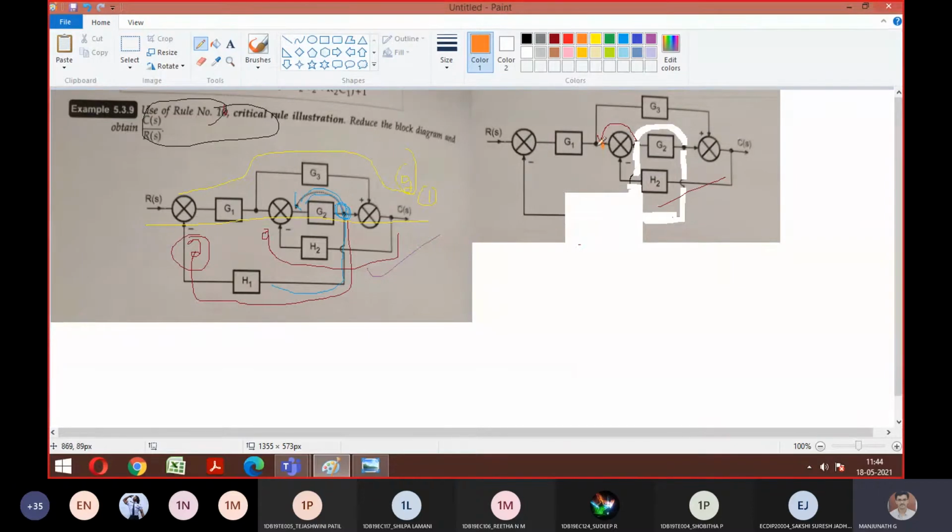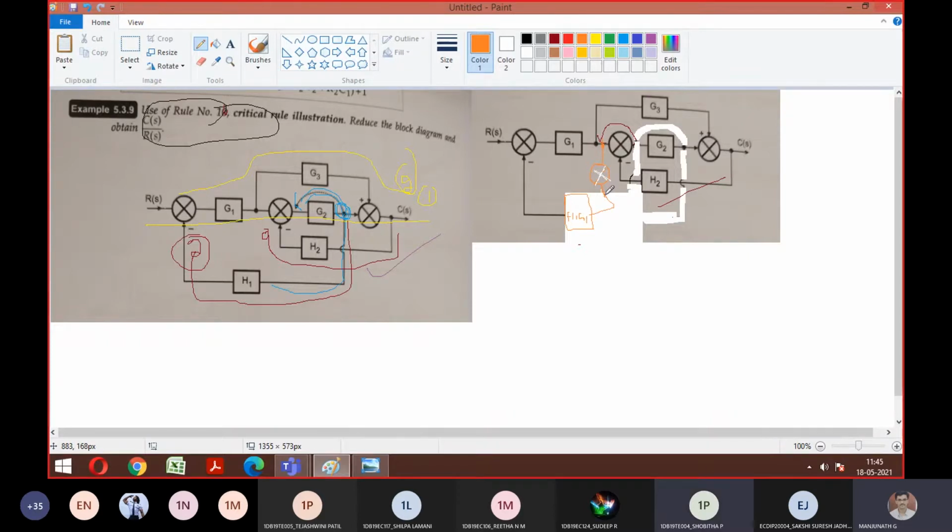I'm moving before it, which means I should add one more summing point here. I hope you remember the rule number 11, everyone. So I'm adding one summing point here, and this combination should be given to this feedback path. Yeah, this is the path I'm talking about. Now you need to connect a cascade connection of this, that is your H1 and G1. So these two become one, H1 G1. This combination is given to this.